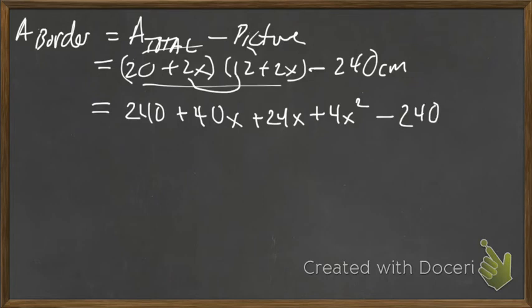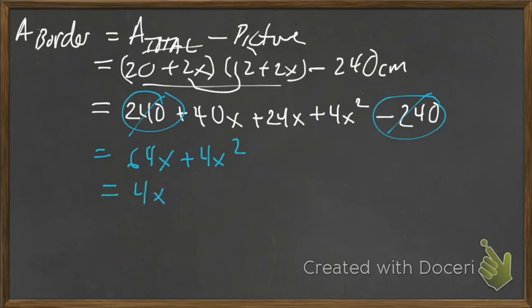We have some like terms here. This positive 240 and this negative 240 can cancel out. So what are we left with? Let's add this up. 40x and 24x should be 64x. Plus 4x squared. Alright, and I'm just going to rearrange that. 4x squared plus 64x. So, our border area is going to be equal to that.